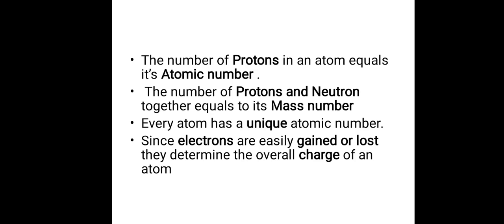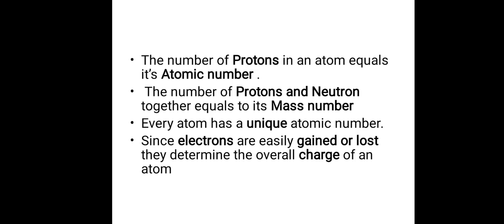The number of protons in an atom equals its atomic number, and the number of protons and neutrons together equals its mass number. So every atom has a unique atomic number. Since electrons are easily gained or lost, we never say the atomic number is that of electrons, as electrons orbiting around the nucleus can be gained or lost. But protons and neutrons are always enclosed in the nucleus, and they cannot leave the nucleus very easily.